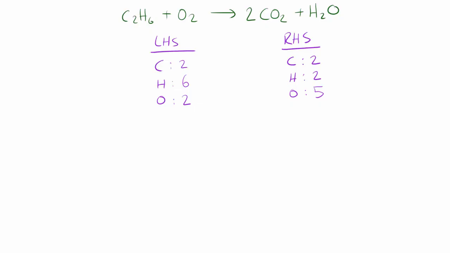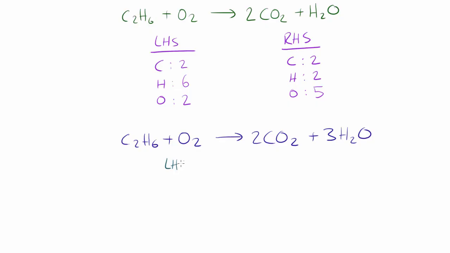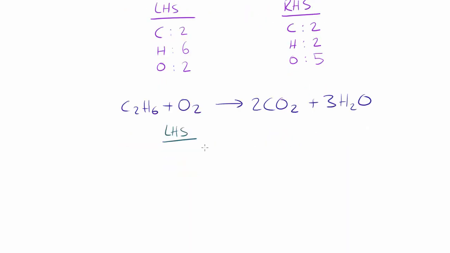Okay, so what's that going to give us? It's going to give us C₂H₆ plus O₂ produces 2 CO₂ plus 3 H₂O. Okay, so let's now quickly audit this. So left hand side, we didn't change anything on the left hand side, so that is going to be the same. It's going to be C, H, O, simply going to be 2, 6, 2.